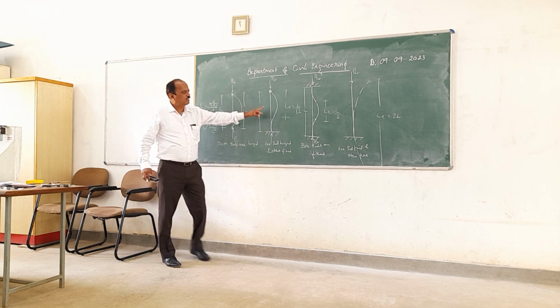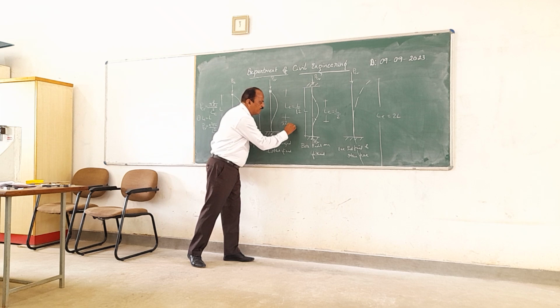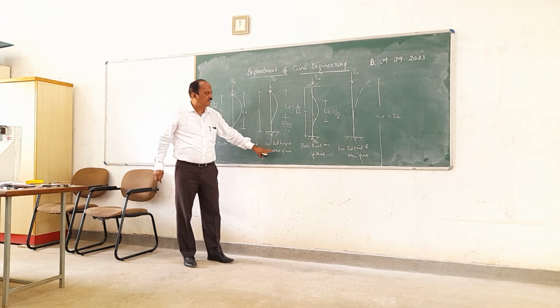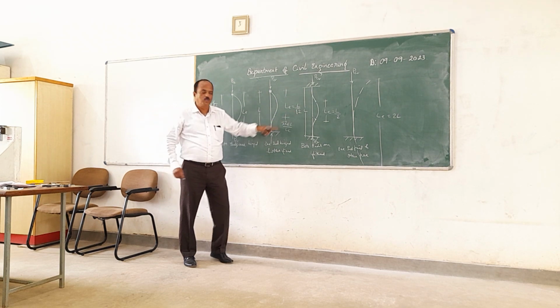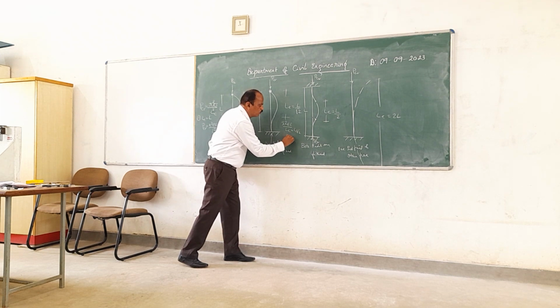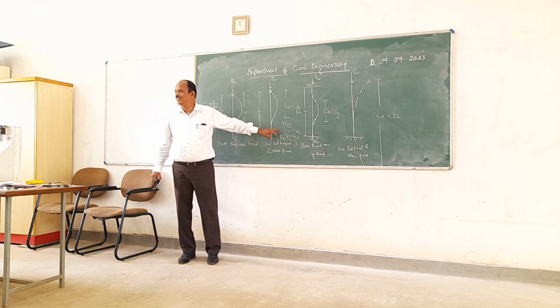If you come across this particular one, what is the generalized expression? Pi square EI by L effective square. When one end is fixed and the other end is hinged, then LE is equal to L by root 2. Substitute LE equal to L by root 2. We are going to get 2 pi square EI by L square as the PCR for the actual loading. Actual loading is derived now.